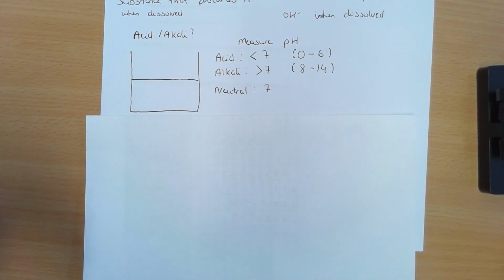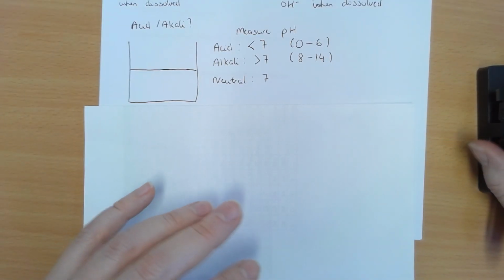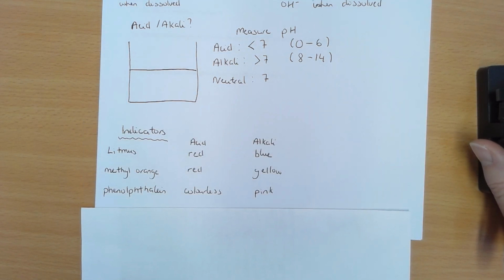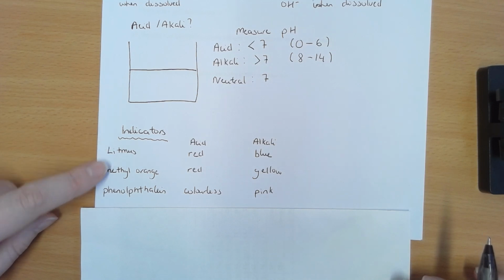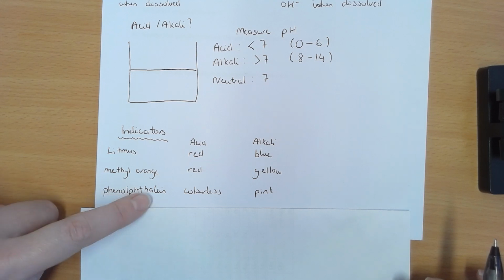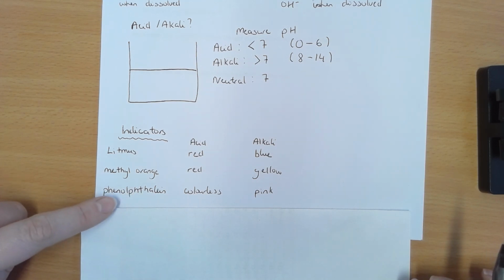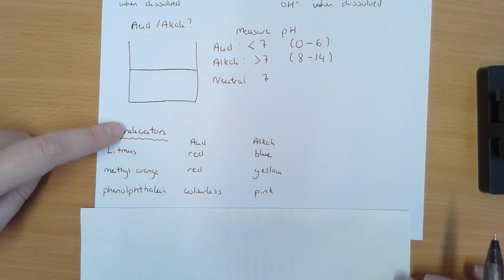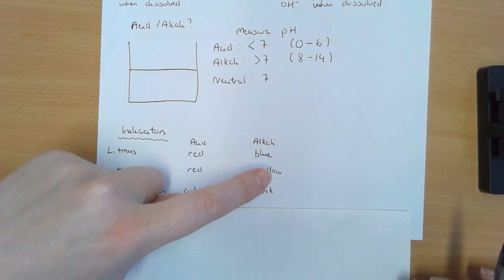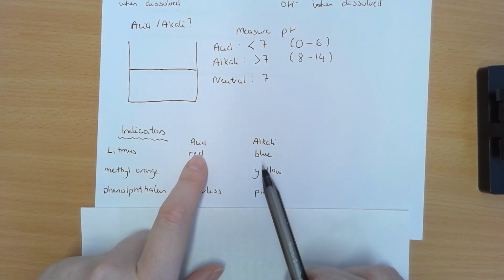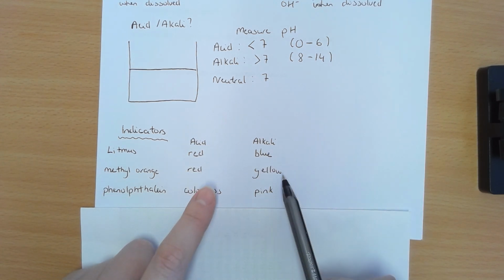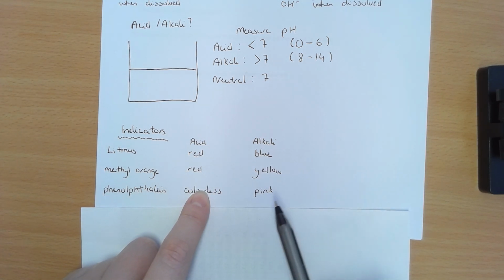So how are you going to measure pH? Hopefully you remember learning about indicators. There's 3 of them that you need to know on the course. There's litmus, methyl orange, and phenolphthalein. I know that one's a bit awkward, but if you can vaguely remember how to spell it, you'll get your marks. What indicators do is they change colour depending on whether they're in an acid or an alkali. So litmus is red in an acid, but it goes blue in an alkali. Methyl orange, red in an acid, yellow in an alkali, and then phenolphthalein, colourless, and then pink.